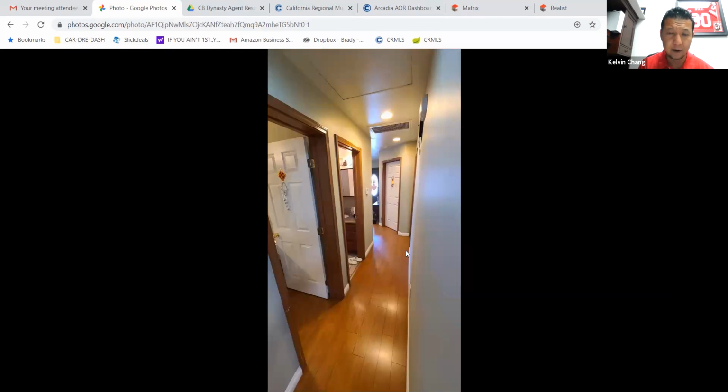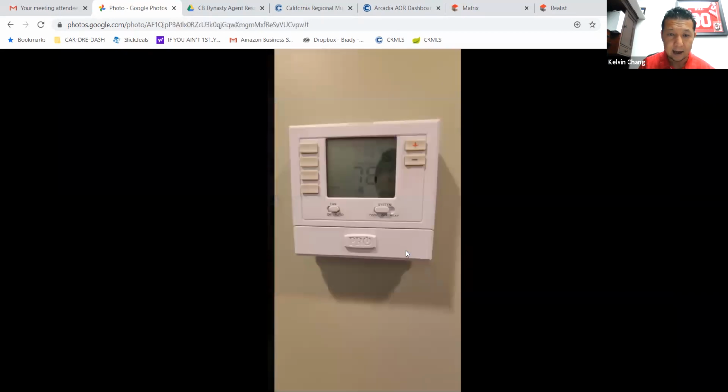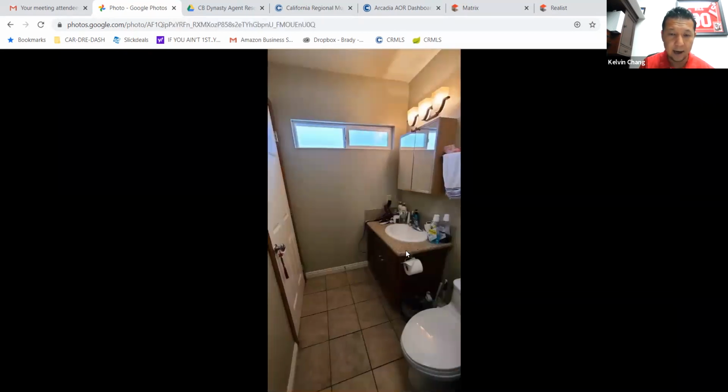So I wanted to take some photos of the interior. It's got a nice long hallway. It seems to be well maintained by the tenants, and it has recessed lighting. It's got a thermostat for this AC, and I took a picture of the bathrooms.